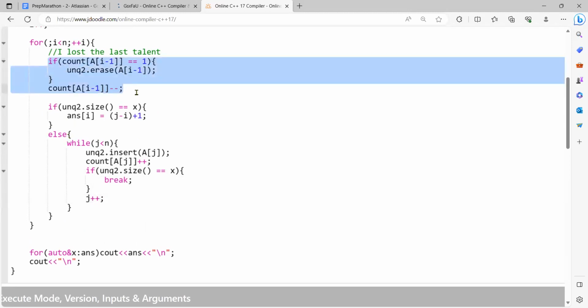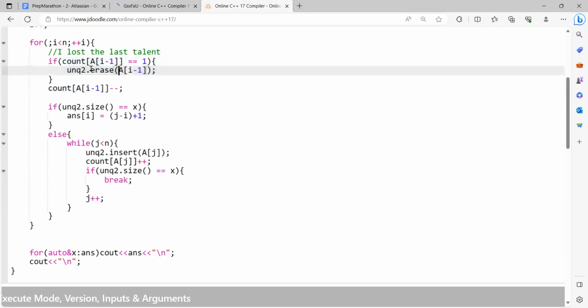So here I'm removing the last value. If this value was unique, I also need to erase it from my set. If this value was not unique, it is already present in range from i plus 1 to end, then I don't need to remove it. If this value was unique, I need to erase it. After erasing, I also need to reduce the count of that value in range.